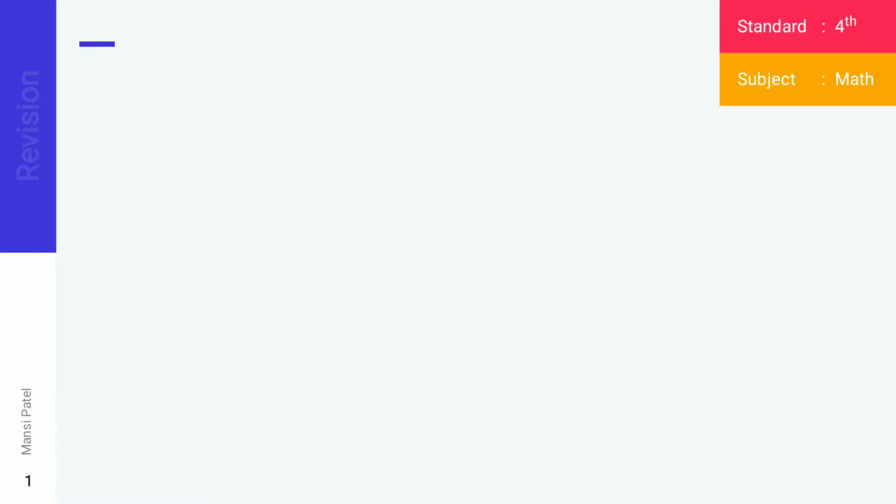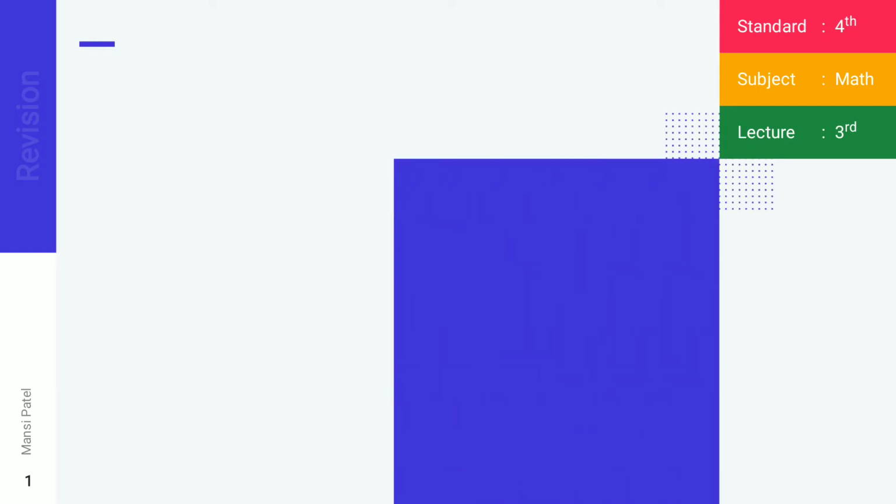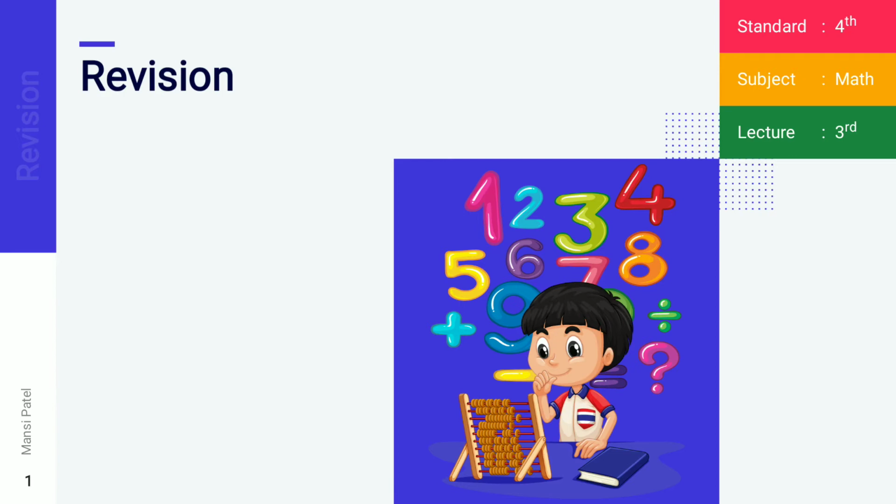This revision is for your semester first exam. Do you know what is the name of our chapter number 7? Yes, you already know it. The name of our chapter number 7 is Jugs and Mugs. In this chapter, we studied the measurement of quantity, meaning we studied liters and milliliters. So let us quickly revise all these topics.